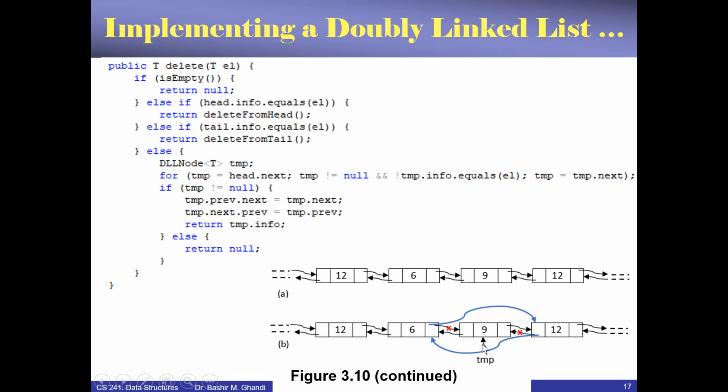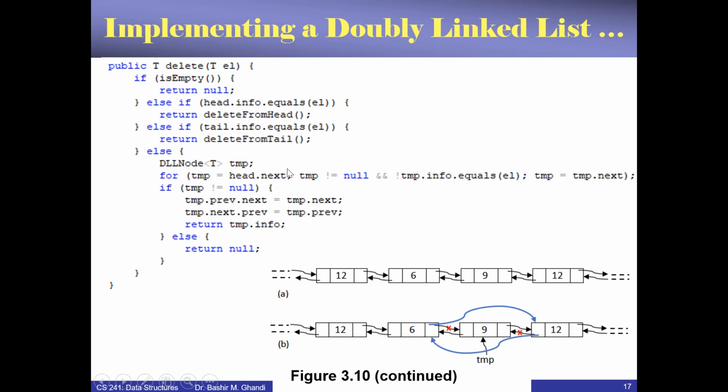So the node will eventually be garbage collected. But before it is garbage collected, we want to return the info inside it. So this is what this last statement is doing. It's saying return temp.info. So return the 9. And then once you exit the method, the node will have no reference, and therefore it will be garbage collected.